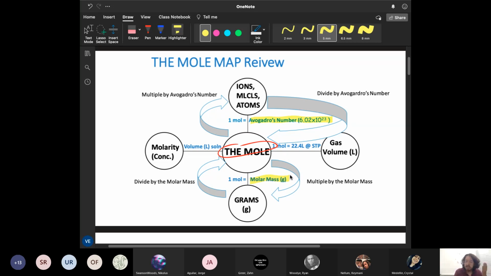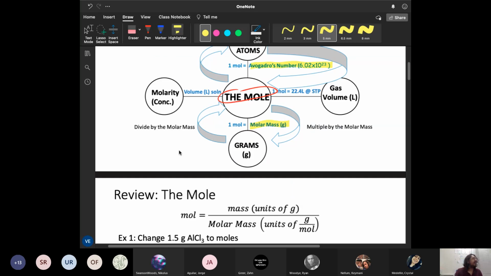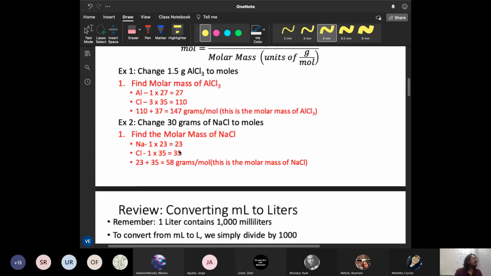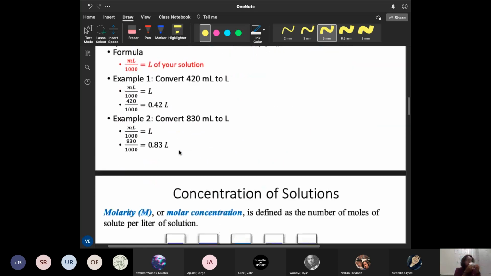Same way, 1 dozen donuts weighs more than a dozen flowers. Yes, they weigh differently, but they both have the same number. 12 flowers, 12 donuts. Now, for today, we're not really going to focus on the number of atoms. So, relax. We're going to focus mostly on the molar mass, going from grams to moles, because today's topic is about molarity. And let me jump ahead to our actual notes.